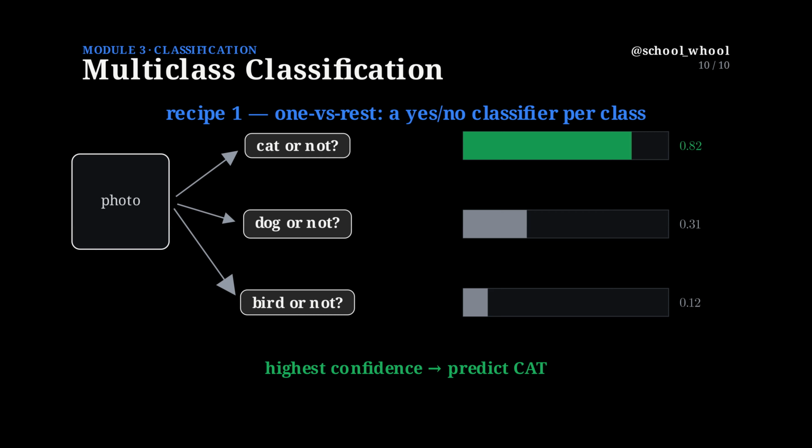Feed in one photo, and each classifier reports how confident it is. Watch the 3 confidence bars fill in. Now we simply take the tallest bar. Cat wins, so that's our prediction.